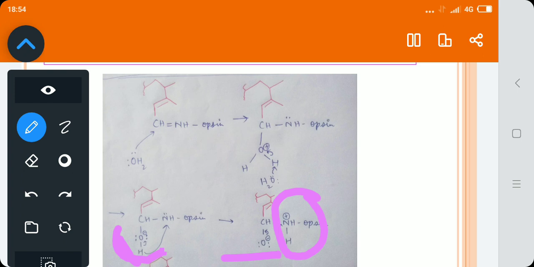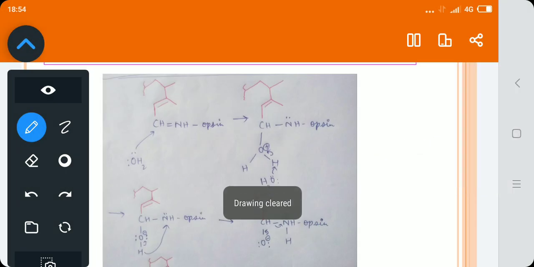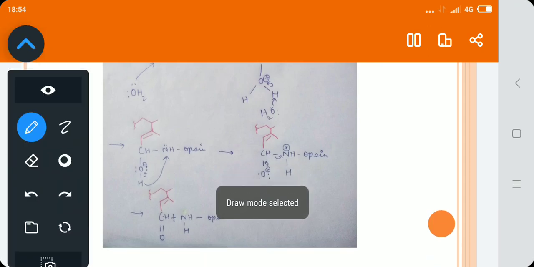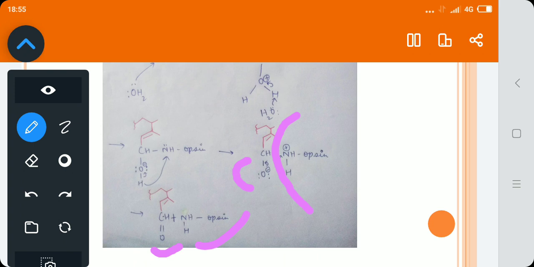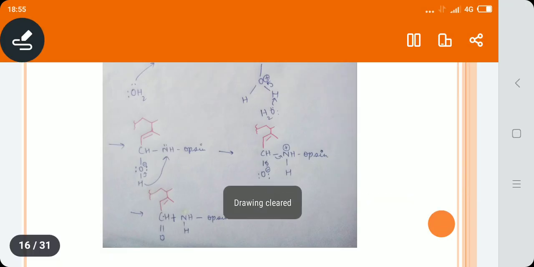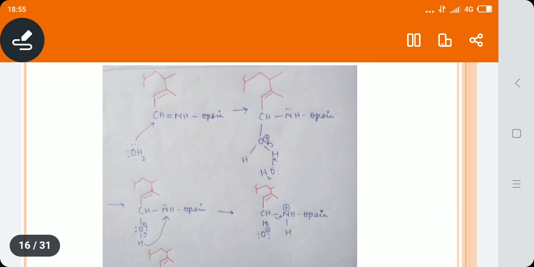Now for this oxygen, there is going to be movement of electrons of the bond. You can see how the negative charge goes towards the carbon to form a double bond, and there is a dissociation, a complete transfer of electrons towards nitrogen, and this is how you get an aldehyde and an amine. So this is how an imine in the presence of water forms an aldehyde and an amine. This is the mechanism.